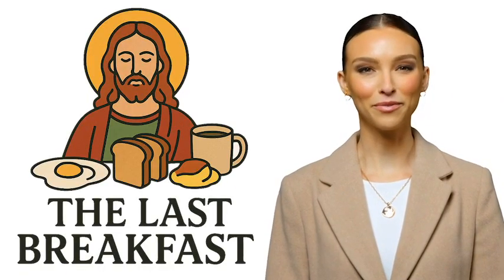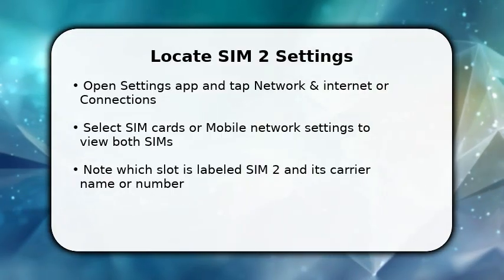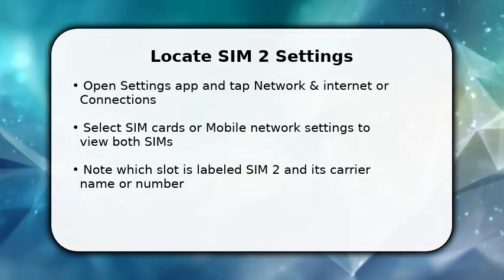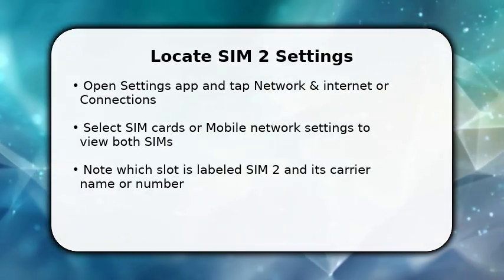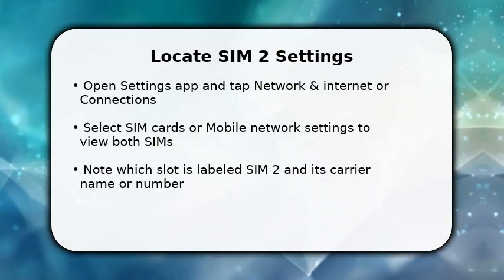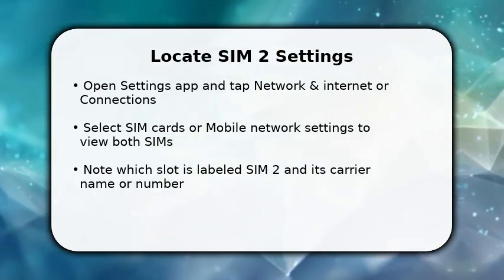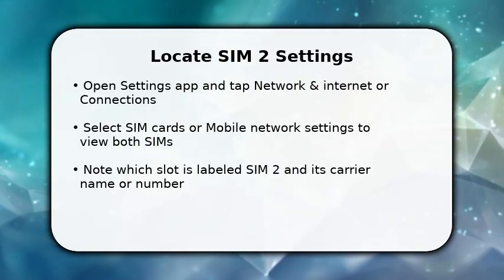Please enjoy the video. You start by opening Settings and going straight to Network and Internet or Connections. This gets you to SIM management. Once there, tap SIM cards or mobile network settings so you can see both entries.